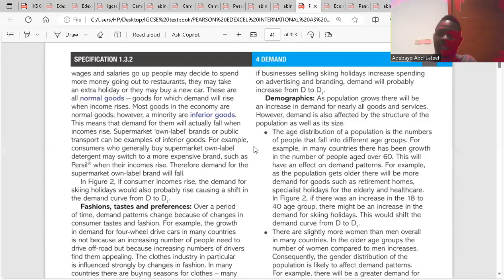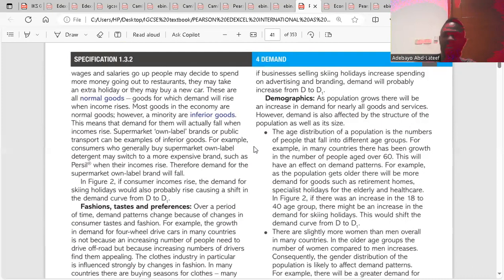So what they are saying basically here is that as soon as the wages or salaries of an individual increase, they start thinking about the extras, like luxury. They can start thinking about a holiday in the Bahamas. They might think about buying a new car. So whatever product they start thinking about buying as a result of an increase in their income is a normal good.